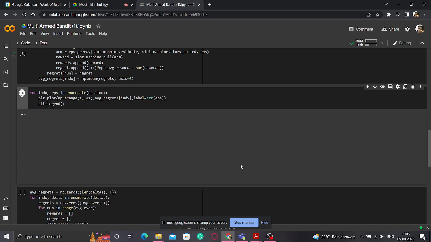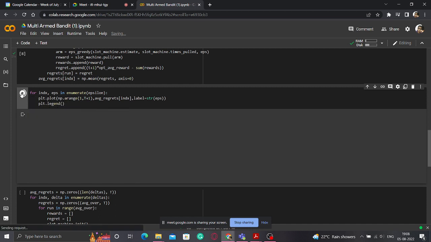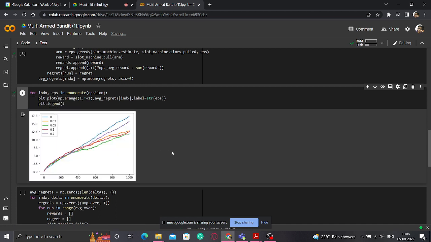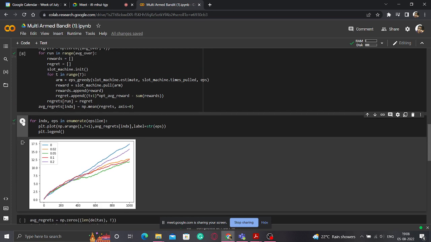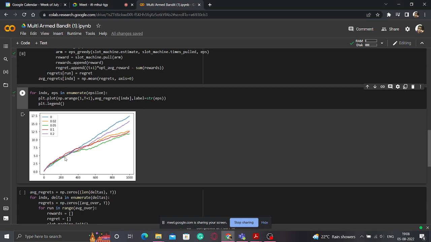The y-axis is regret, is it? Yeah, y-axis is regret. Maybe I should not show you this expected one. There was a good graph.